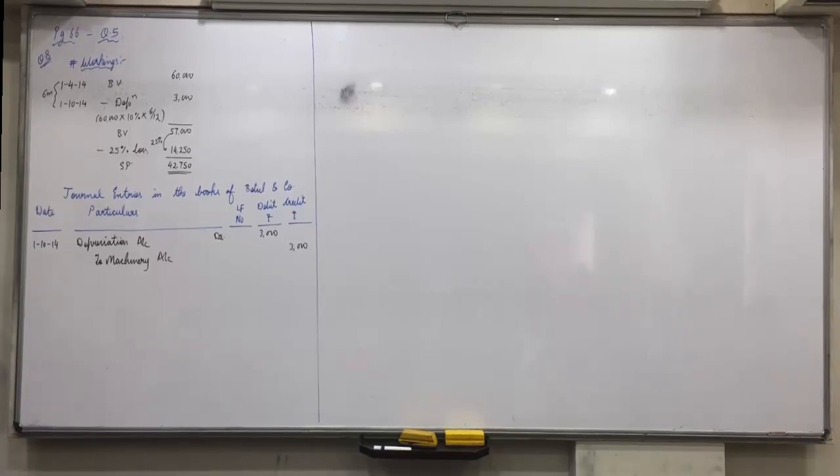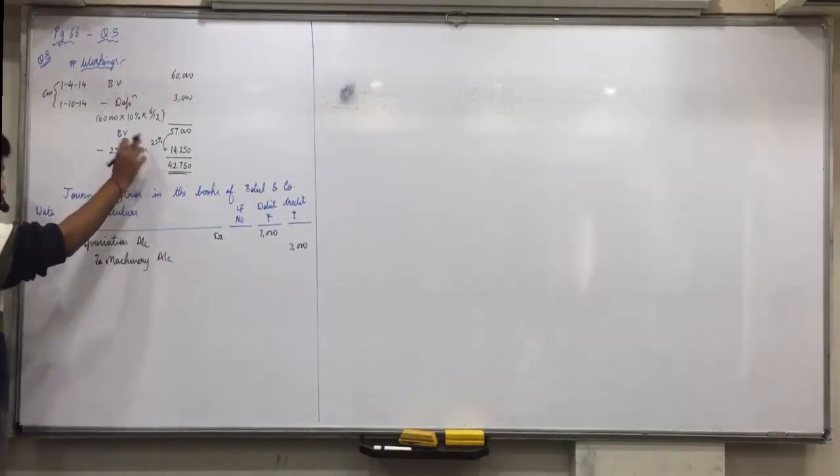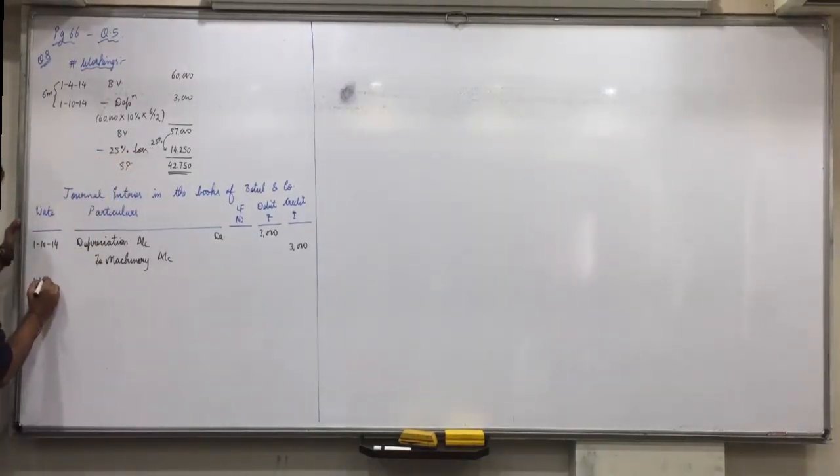Now, normally, after this, what entry do we pass? P&L to depreciation. Why we cannot pass that here? Because the date is 1/10/14 and it is transferred to P&L account only on 31st March, end of the year. So after this, we will directly pass the entry of sale and will pass combined entry for sale and loss. So put it on 1/10/14.